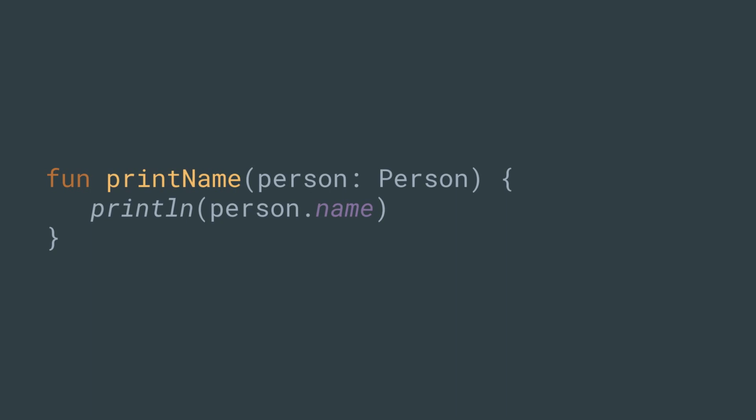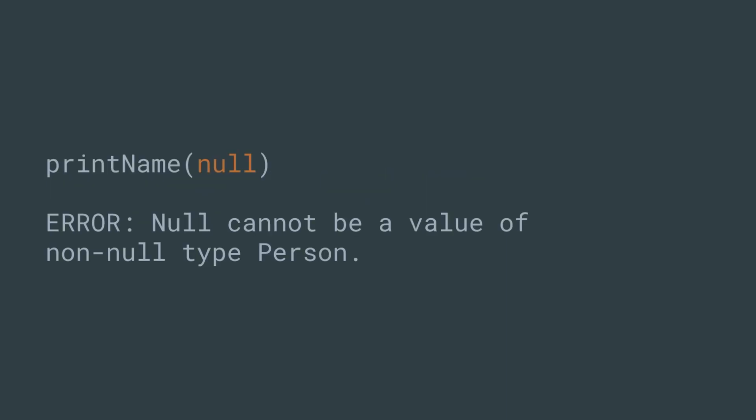That dot name is Kotlin's syntax for accessors. You don't have to do get name and set name. They have just this simple syntax, as many languages do nowadays. What happens if you try to invoke this function with a null? Well, you get a compile time error.